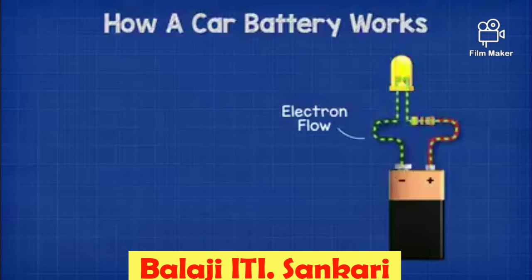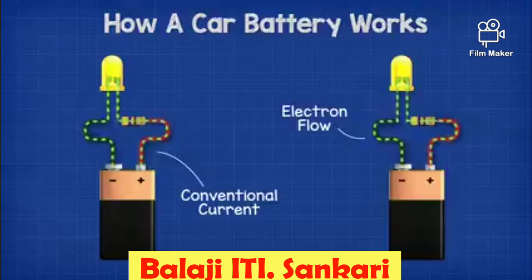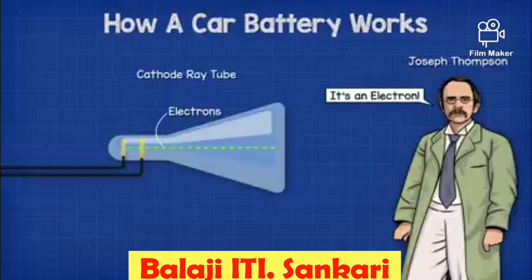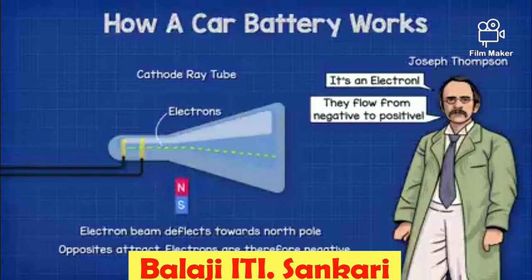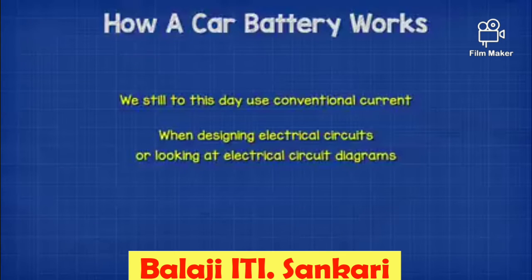Now, I just said that the electrons flow from the negative to the positive. This is known as electron flow. It's a theory of how electricity works, and it's what's actually occurring. But you might be used to seeing conventional current, which is from positive to negative. This is the original theory, which is known as conventional current. This theory was proved wrong by Joseph Thomson, who discovered the electron, and he found that they flowed from the negative to the positive. However, we still to this day use conventional current theory when designing electrical circuits.